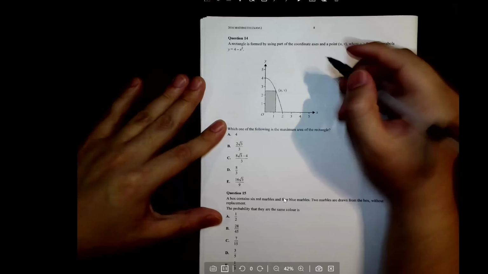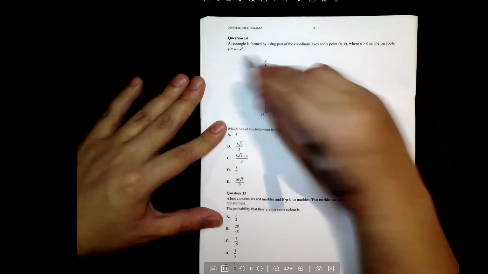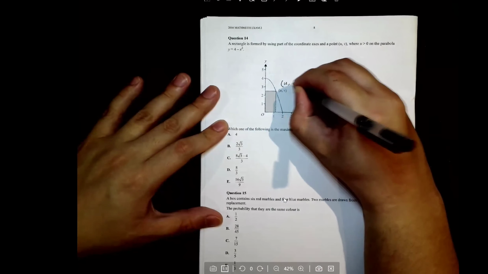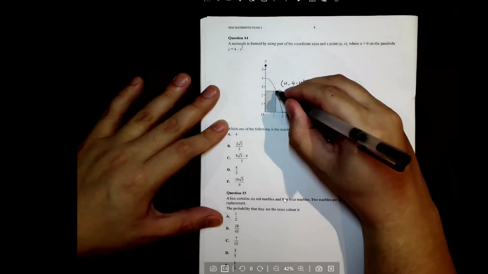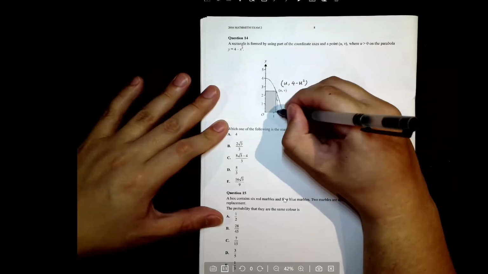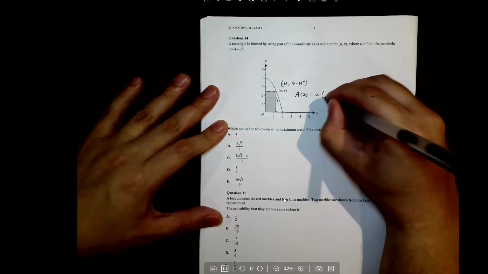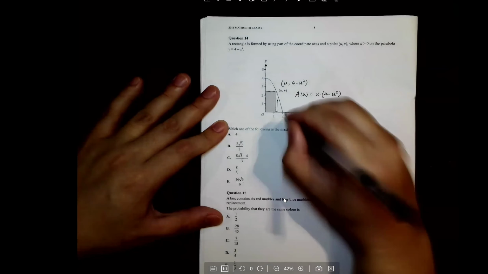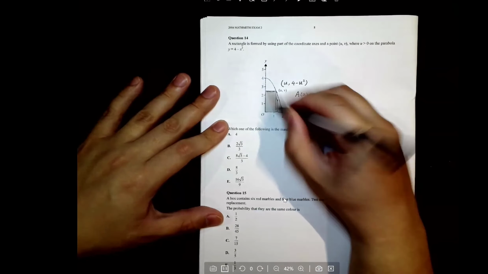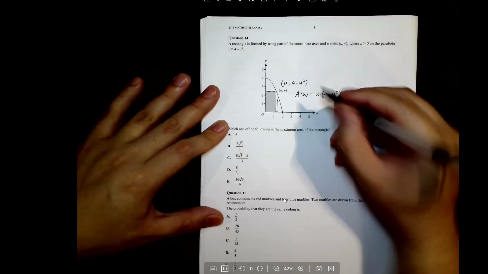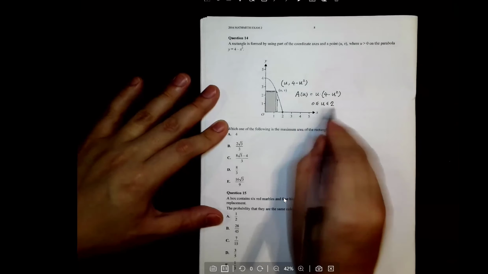A rectangle is formed by using part of the coordinate axes and the point U, V. U, V is on the graph y equals 4 minus x squared. So we can write U, V explicitly like U comma 4 minus u squared. And if you notice, the rectangle has a height of v, width of u, area of u explicitly is u times 4 minus u squared. And here, because the rectangle is bound between the x, y axes and the curve, we will have 0 less than or equal to u less than or equal to 2. Okay, so that is the domain restriction.